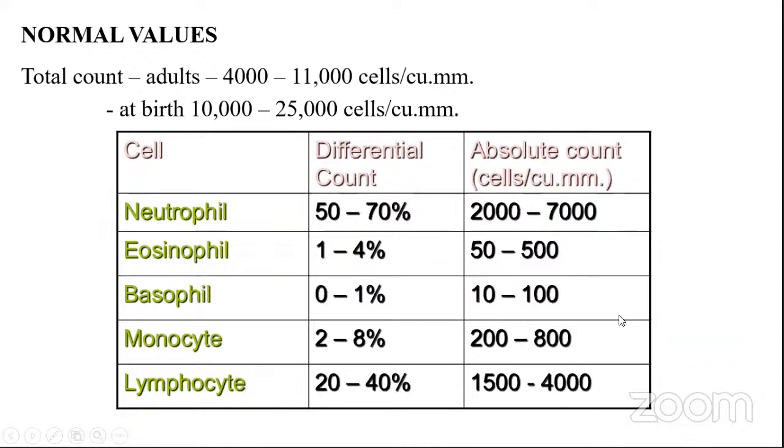If you take the absolute values, neutrophils range from 2,000 to 7,000 cells, eosinophils 50 to 500 cells, basophils 10 to 100 cells per cubic mm, monocytes 200 to 800, lymphocytes 1,500 to 4,000 cells per cubic millimeter. So this is the differential count. This can be asked, so you should remember this range exactly.